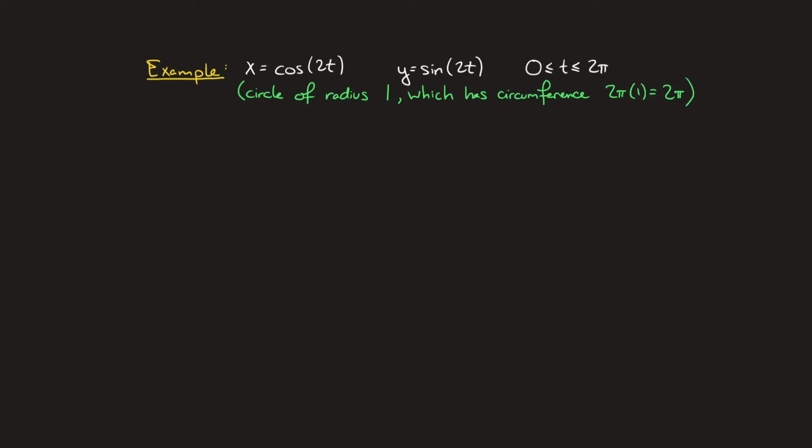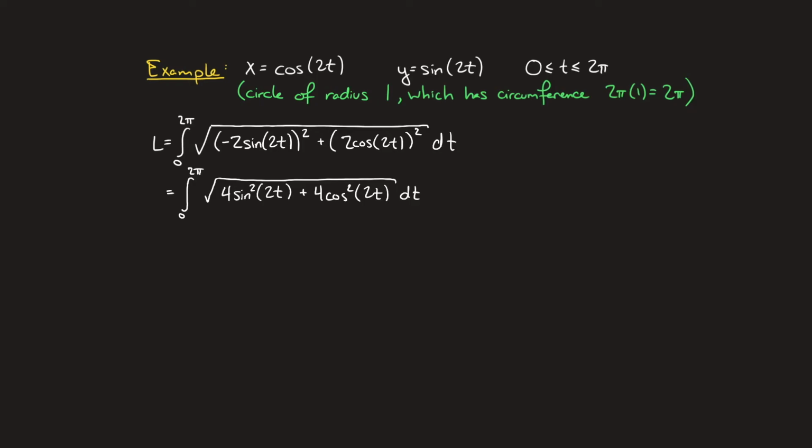And let's see if our formula verifies that. We plug in the derivatives of these equations into the arc length formula, and once we square, we get 4 sine squared of 2t plus 4 cosine squared of 2t. Again, we use the Pythagorean identity to simplify this expression to the square root of 4, which is just the integral of 2 from 0 to 2 pi. Integrating and plugging in our bounds, we get that the length of the curve is 4 pi.